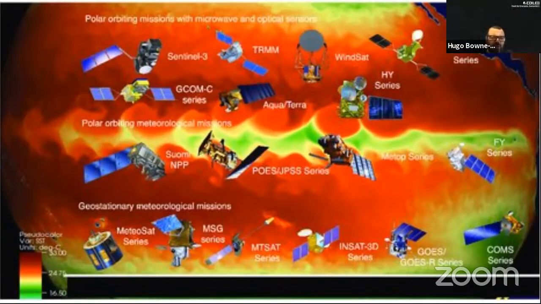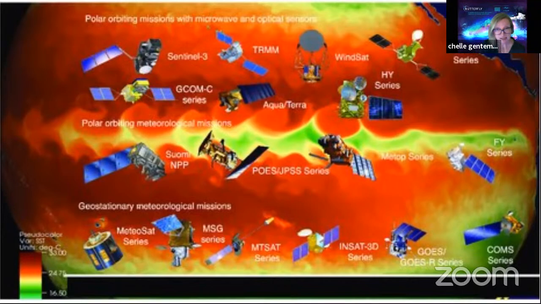And who owns all these satellites? So these are run by ESA, EUMETSAT, NASA, NOAA, JAXA, the Chinese Space Agency, India. So they're all governmental organizations? Yeah, they're all government, either meteorological or space agency. Great.